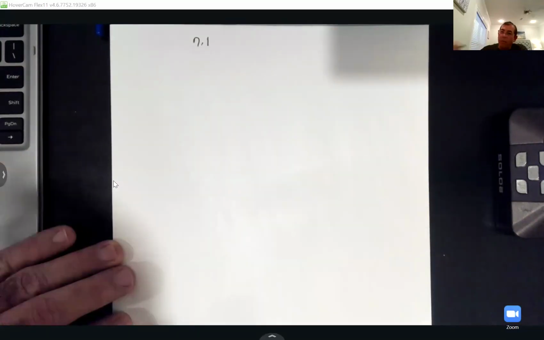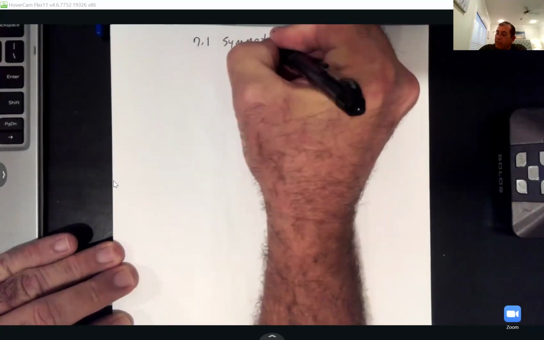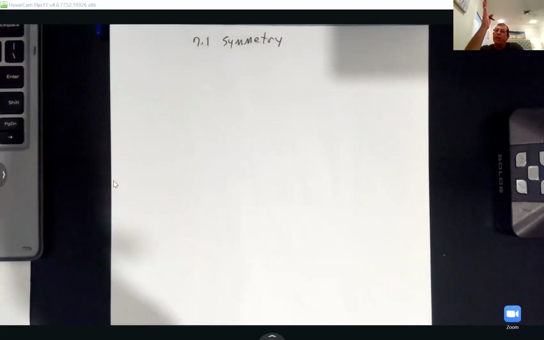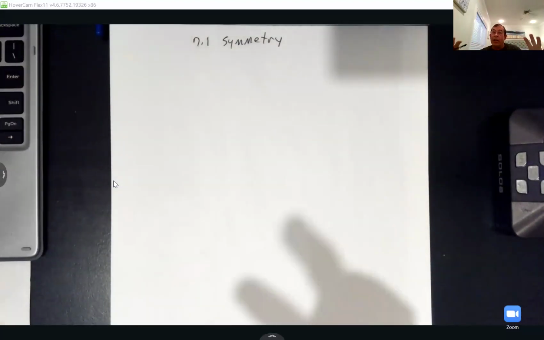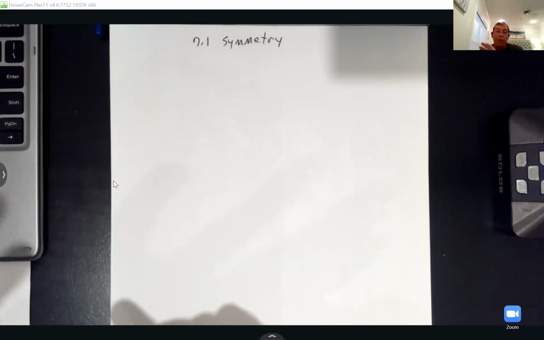All right, so 7-1, like I said, deals with symmetry. And remember, symmetry is sort of like if you cut something in half and both sides are equal. So we're going to be looking at 3 types of symmetry when we look at graphs.